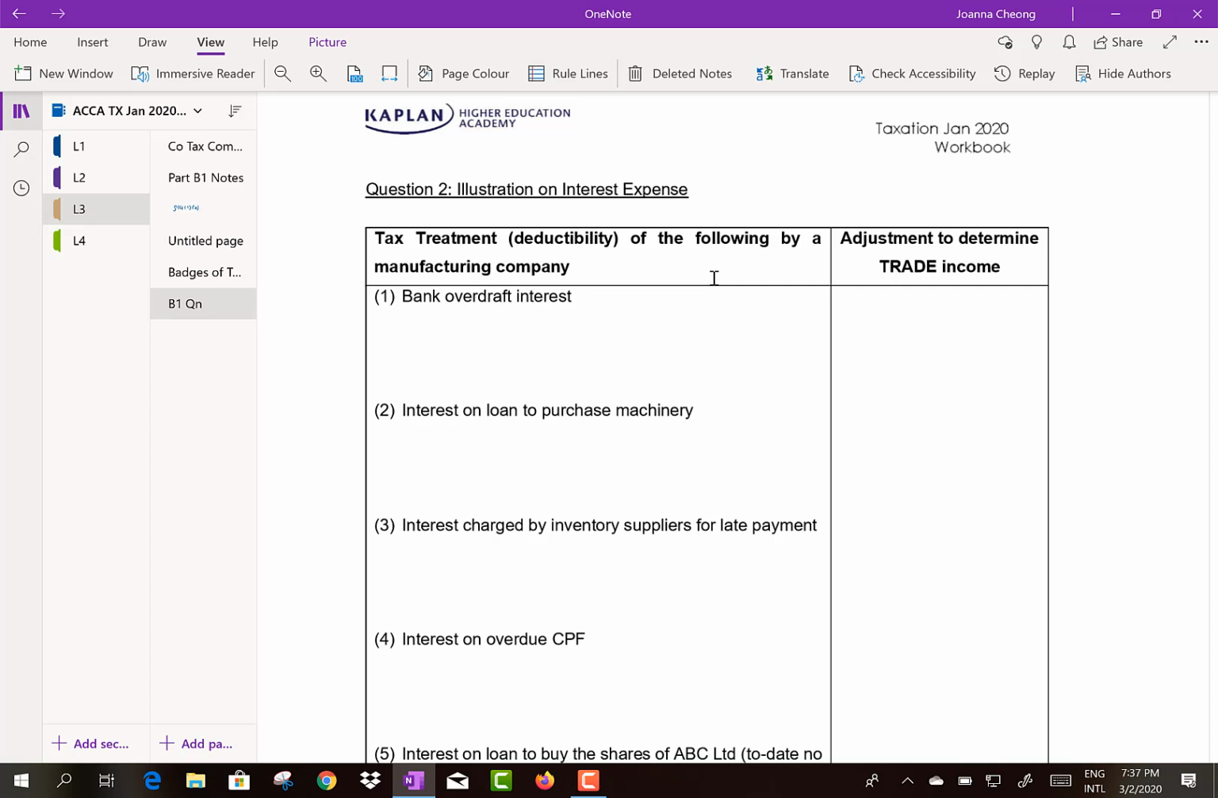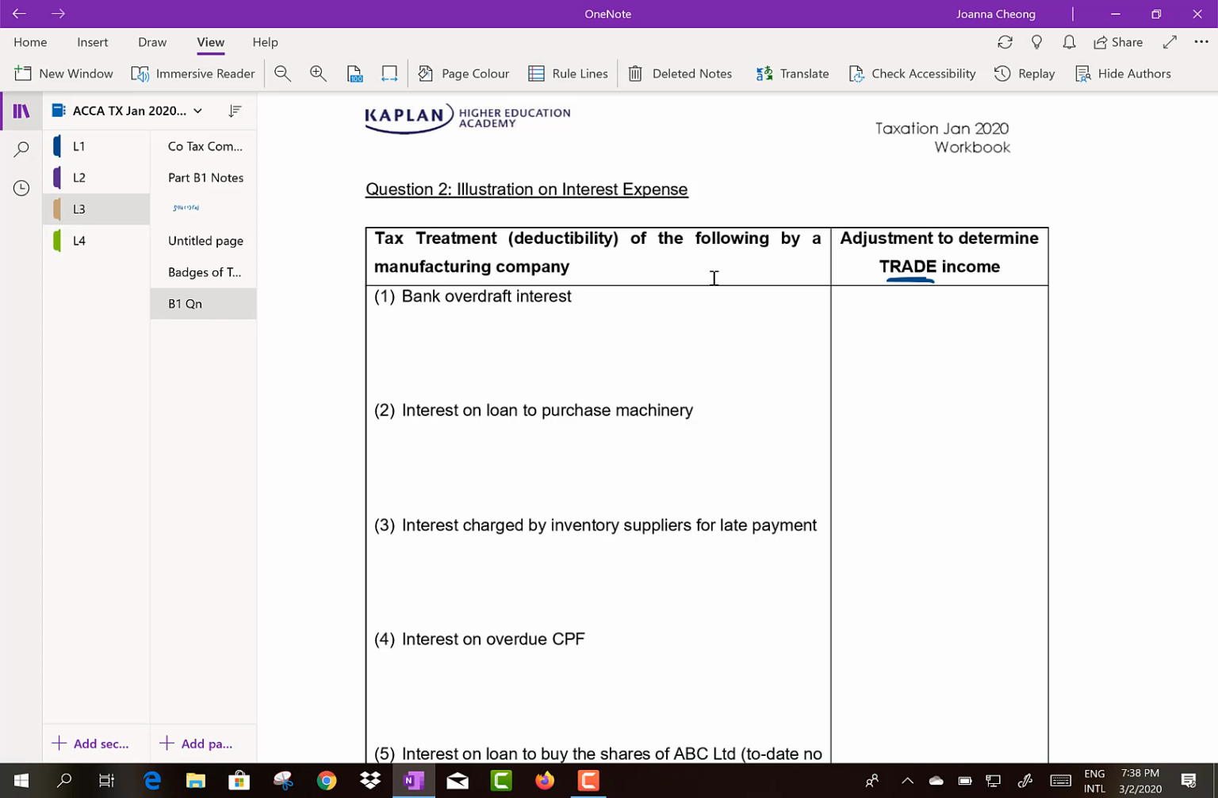Okay, 1 minute's up, right? So do you have the answer? Bank overdraft interest. Do you think it sounds like trade or non-trade? Remember, interest expense revenue in nature is deductible. Now the question is whether it is deductible against your trade income, that means your 10(1)(a) income. So do you think overdraft interest, this bank overdraft, that means a short-term loan, is it for trade purpose?